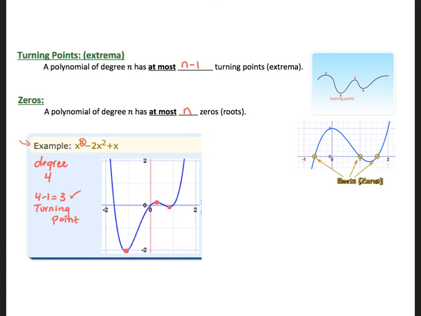And then the zeros, I can have as many as n zeros. So if my degree is 4, I could have 4 zeros. Zeros, again, are your x-intercepts. And if I count my x-intercepts, let me switch colors, I have 1, 2, 3, 4 x-intercepts. It's not guaranteed to have that many zeros. This is an at most. So a fourth degree will have at most 4 zeros, and at most 3 turning points.